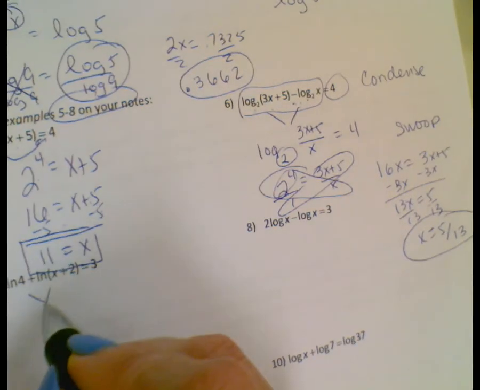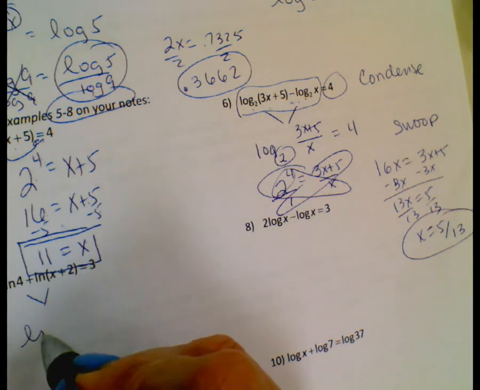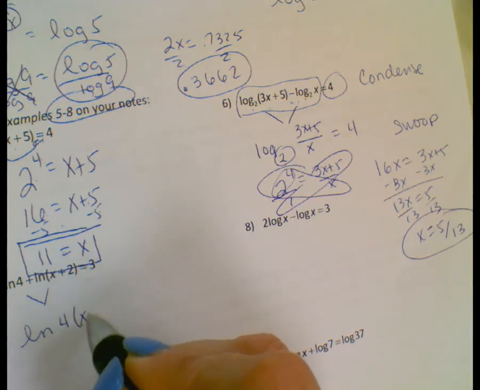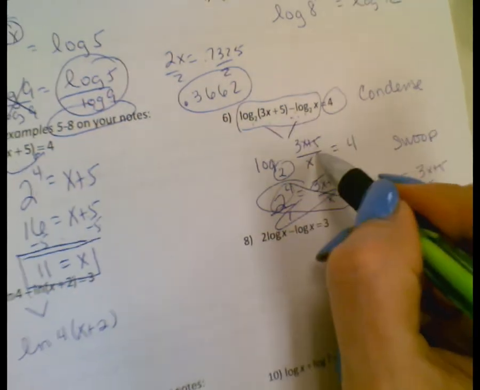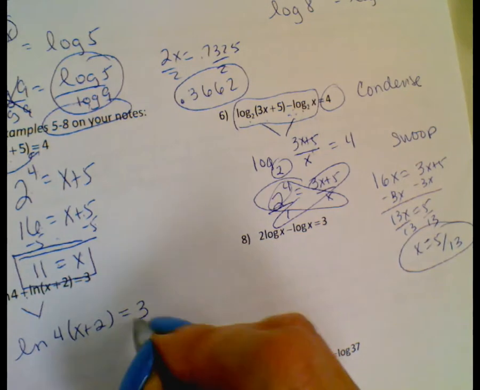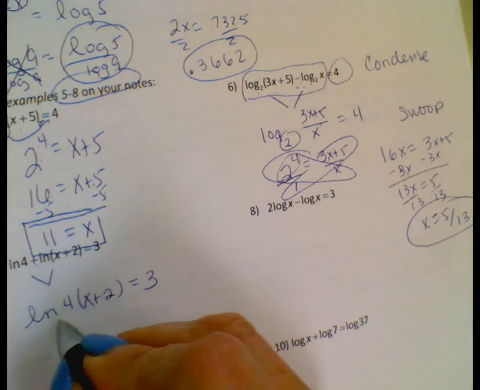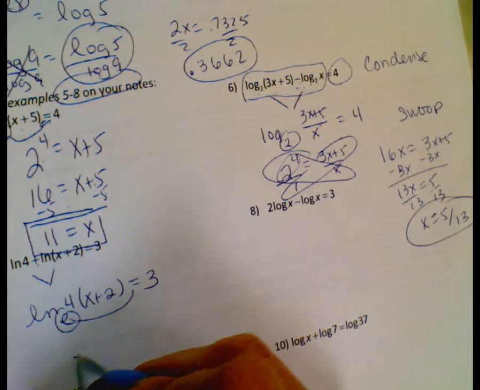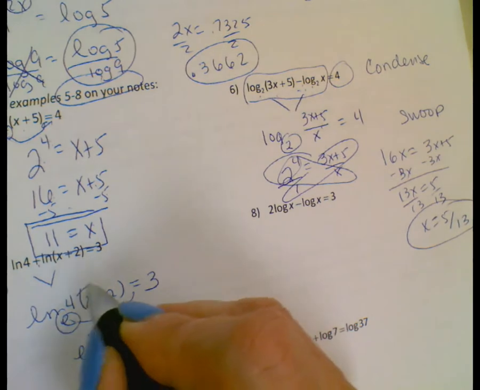This one, we're going to condense to 1. So we're going to condense to a single log. So we're going to go natural log of 4, and it's times x plus 2 because it's a plus. Plus means multiply, and the last one was a minus, so we divided. All this equals 3. Now, if you're going to swoop, you need to put an e in here. So this is e to the 3rd equals 4. I'm going to go ahead and distribute 4x plus 8. Might as well distribute that.